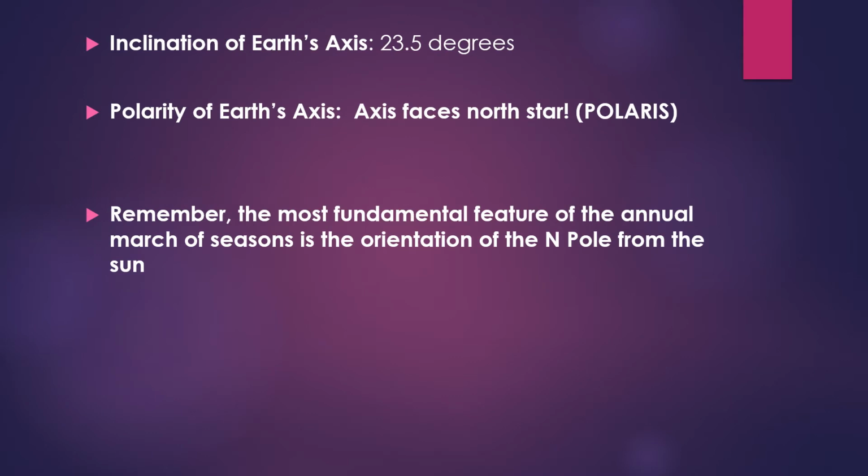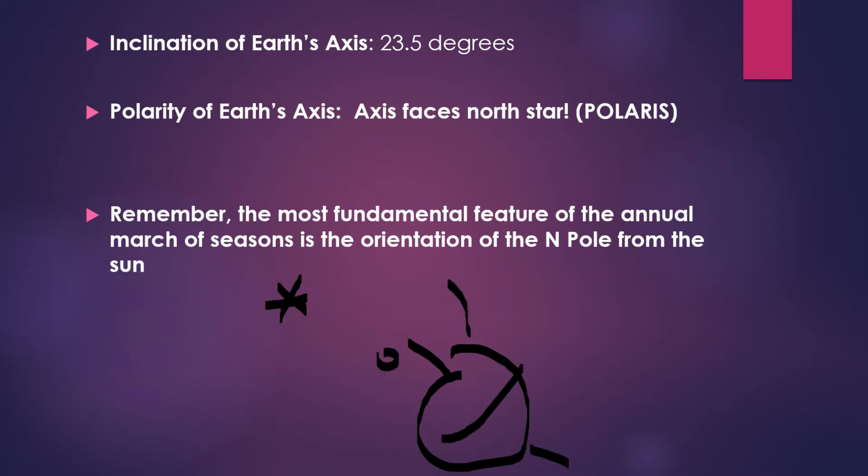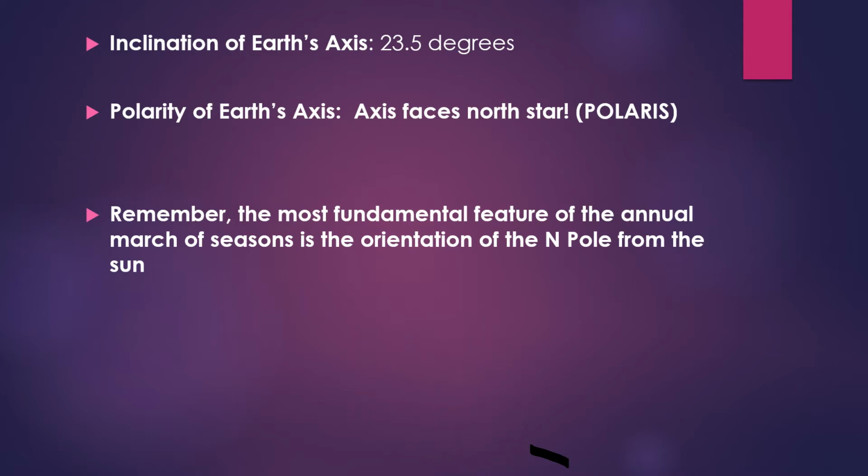Okay, so our Earth is tilted at 23.5 degrees. We're tilted towards the North Star always. Say this is the North Star. We are always tilted towards the North Star. And here's the sun, and we're revolving around the sun, but we stay tilted towards the North Star. So the most fundamental feature of the annual march of the seasons is the orientation of the North Pole from the sun.